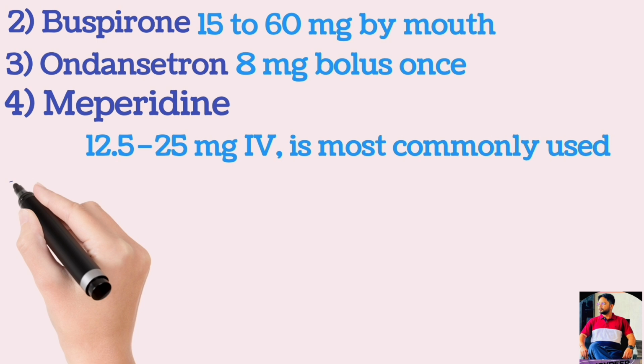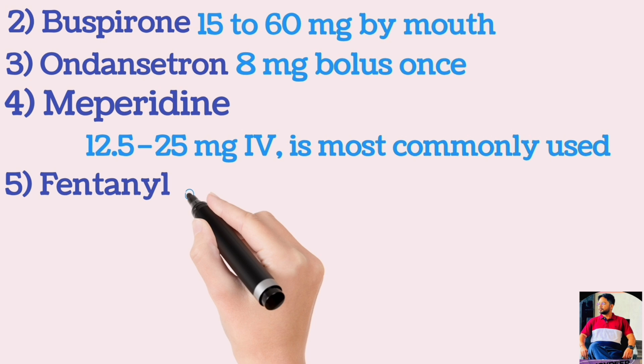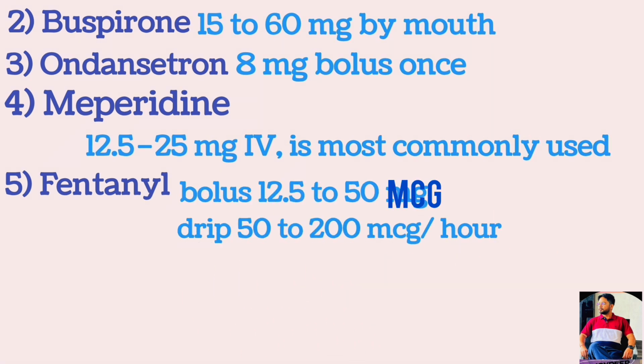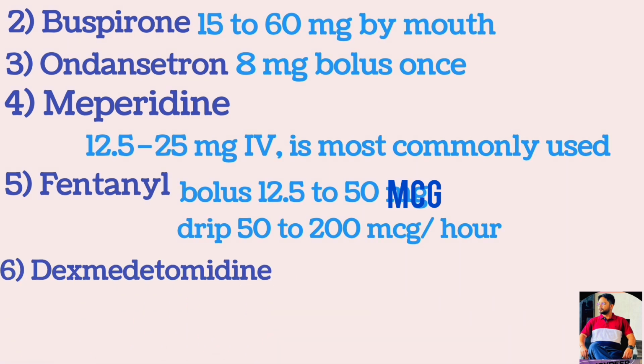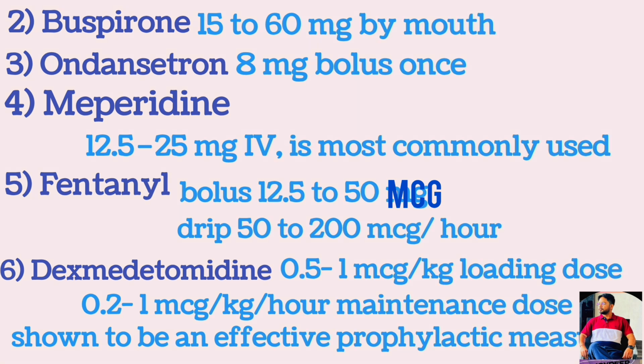The dose is 12.5 to 25 mg IV. Fentanyl can also be used. The dose is bolus 12.5 to 50 microgram or in drip 50 to 200 microgram per hour. Dexmedetomidine is also shown to be effective as a prophylactic measure. The dose is 0.5 to 1 microgram per kg as a loading dose, then 0.2 to 1 microgram per kg per hour as maintenance dose.